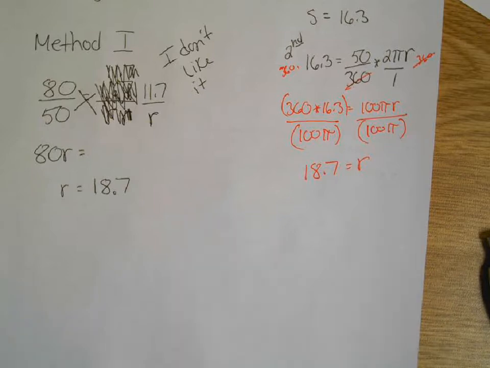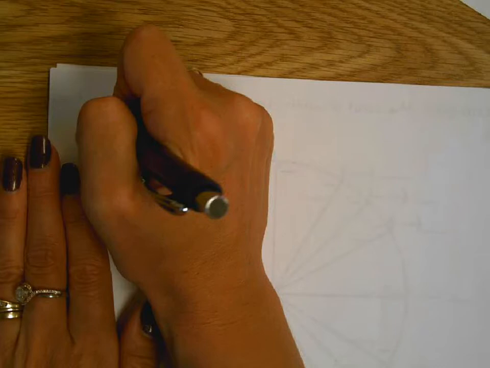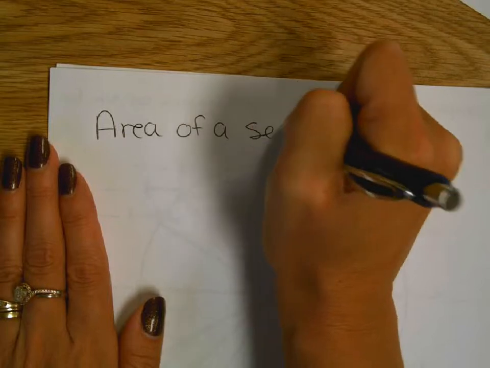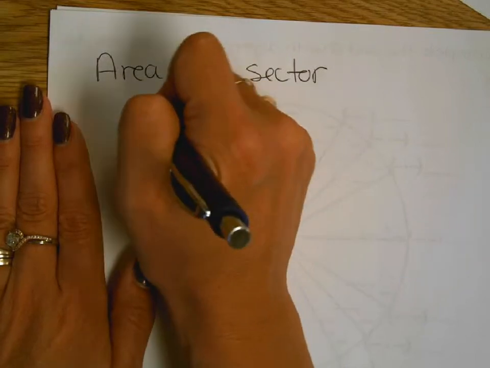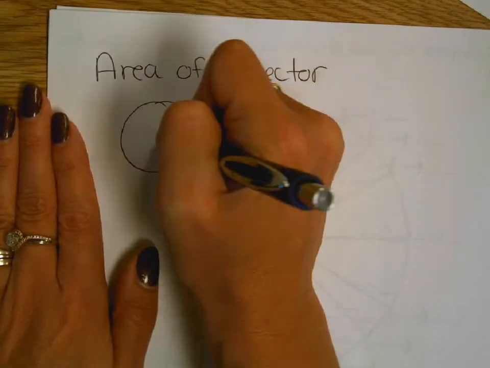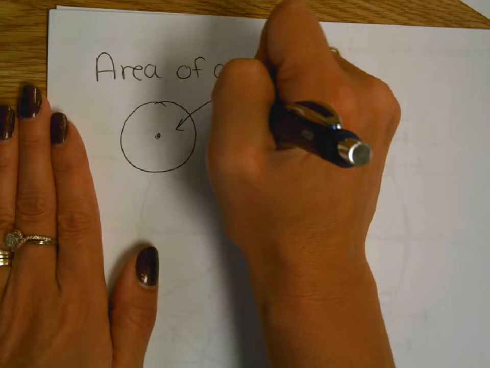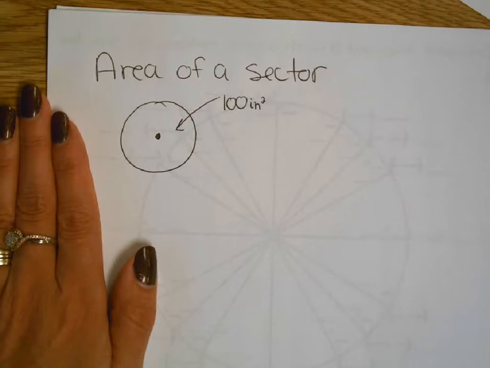Finding the area of a sector. This was our second learning target today. So we'll think about it logically, and then we'll come up with our plan. I'm going to tell you this circle has an area of, let's go 100 square inches. Full circle, 100 square inches.